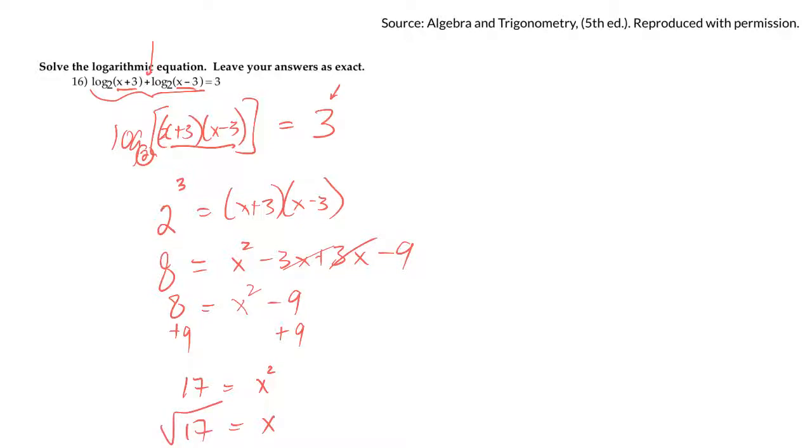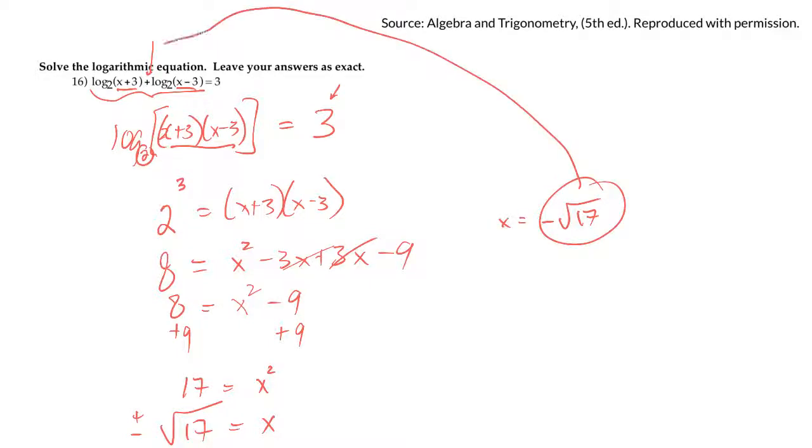So x is plus or minus square root of 17. Now, if I plug in a negative root 17 for x, in either one of those, that gives me the log of a negative number, and that can't happen. So x can't be equal to negative root 17, so it is only going to be a positive root 17. So my only answer is x equals root 17. All right, hopefully that helps you with those 3 questions.